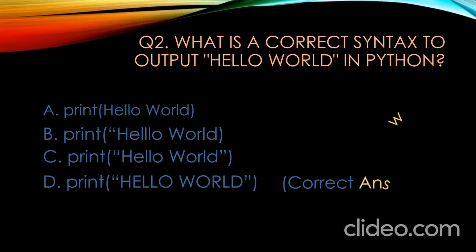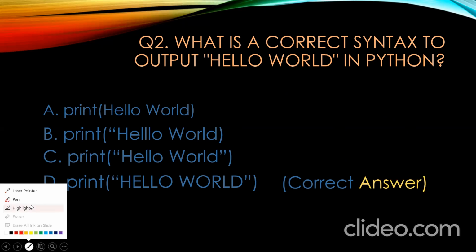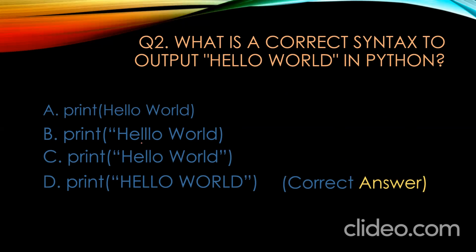Now you must be thinking, why not option B or C? Because in option number B, you will see that I have written 3 times L, but in here we have 2 times L. Okay, so this is wrong. This is wrong as there are no double quotation marks in here. There should be double quotation marks.